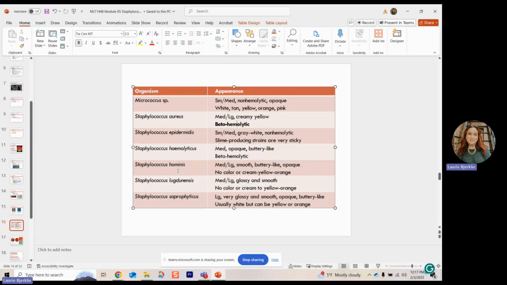Staph hemolyticus hominis is another one I haven't mentioned yet, but it's there. Again, there's a lot of staphs. I said we can't learn them all. Legionensis is described there. Saprophyticus also can be kind of more buttery-like, typically white, but again, it can have that yellow hue to it at times as well. So you can see that they range anywhere from creamy to a yellow hue on a lot of them.